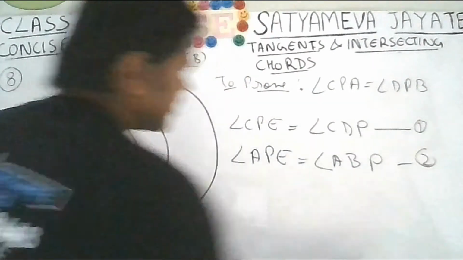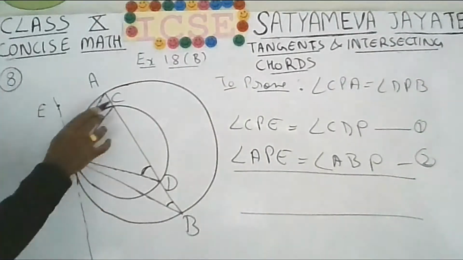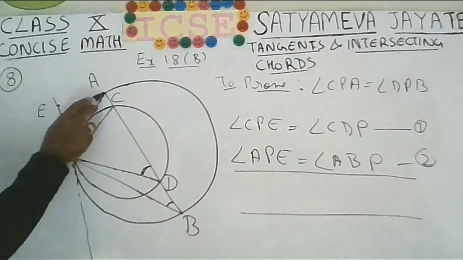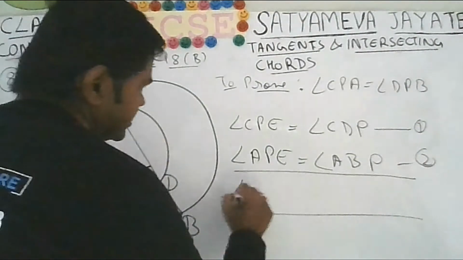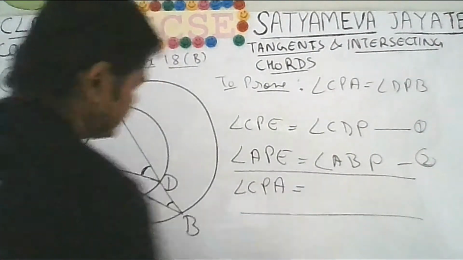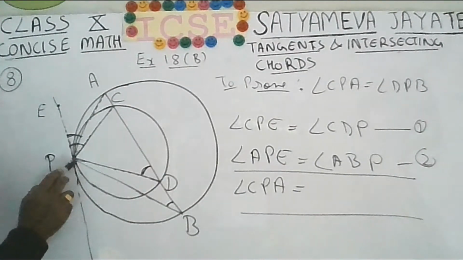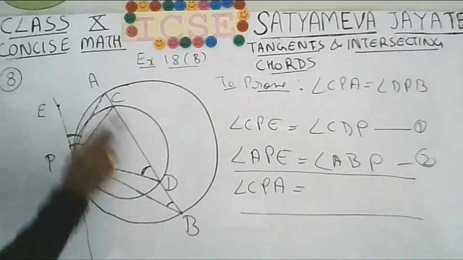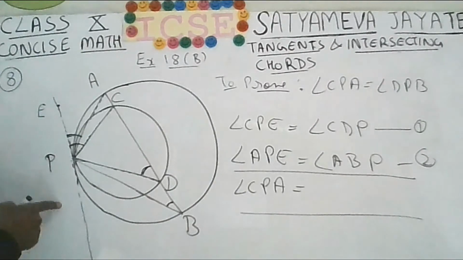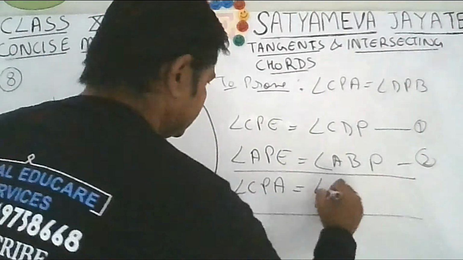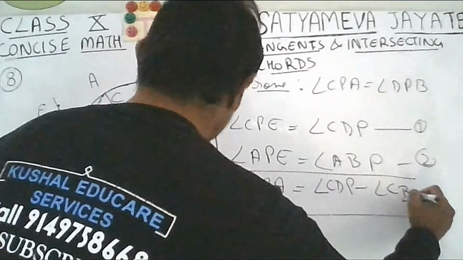So now what you can do is, from CPE, if you subtract APE, that is, this is 1, this is 2. If you subtract second from first, then what will you get? CPE minus APE. So you will get angle CPA. And here you will get CDP minus ABP. ABP is the same as CBP. So what we can write here is angle CDP minus angle CBP.